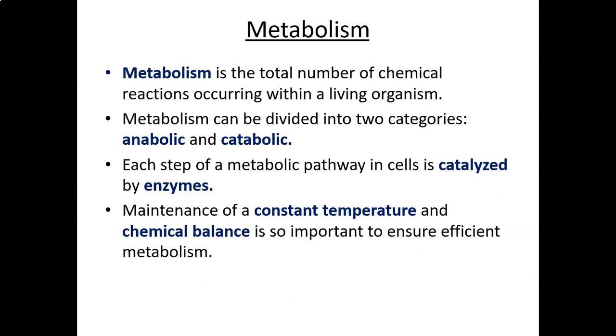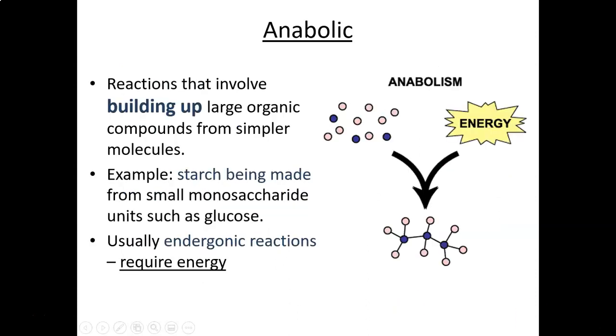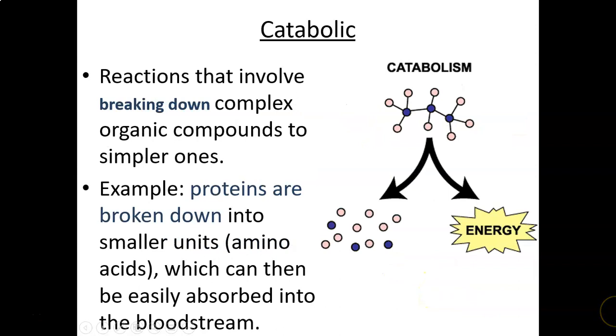Looking first at our anabolic reactions, we're building up large organic molecules from simpler molecules. In this example, we're seeing starch being made from small monosaccharide units like glucose. You can see that it requires the input of energy, so we call those endergonic reactions. They require energy.